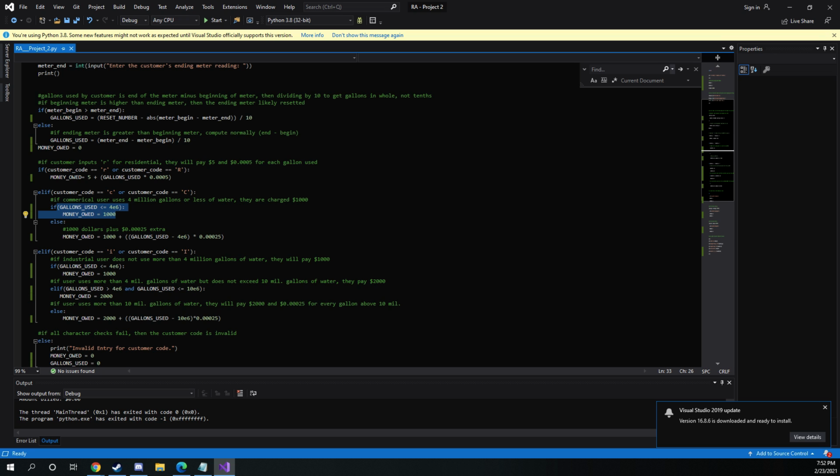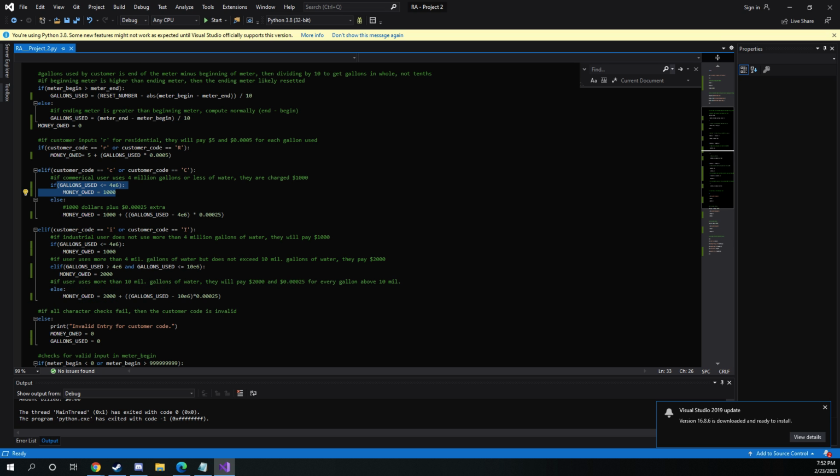But otherwise, if they did go higher than 10 million gallons of water, then they're going to pay $2,000 and 0.00025 for every gallon that they used above 10 million. So 2,000, the standing charge, plus every additional gallon above 10 million, 10e6 just represents 10 million, multiplied by 0.00025.